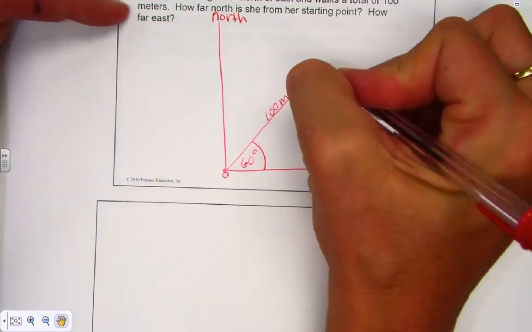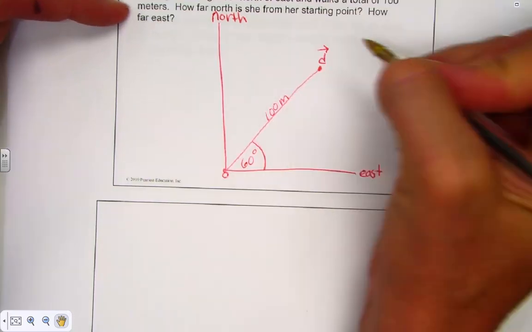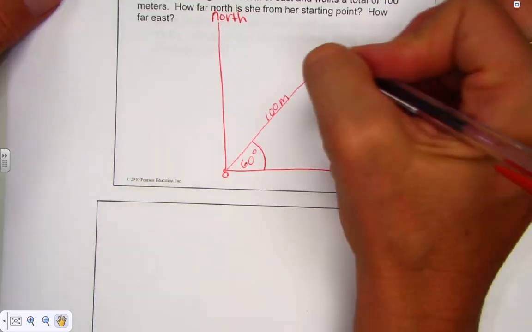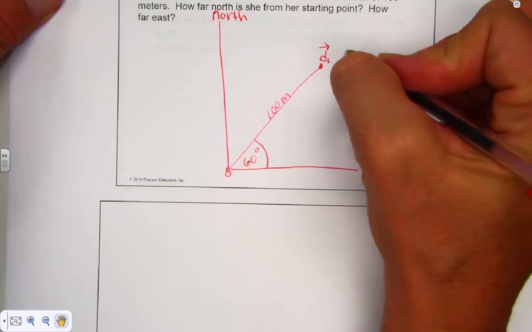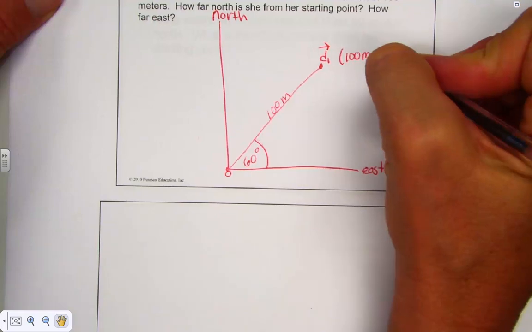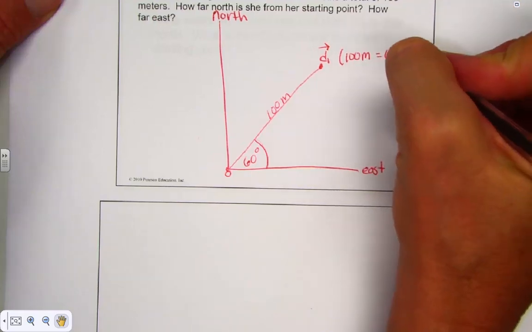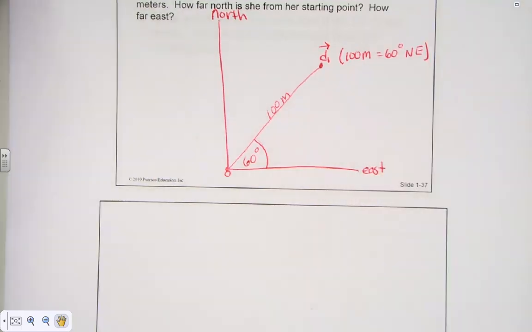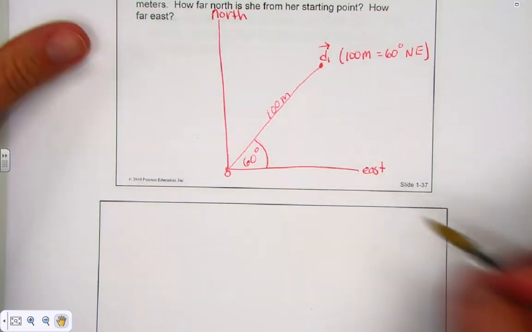So thinking about this point in terms of a vector quantity, notice how I'm putting D1 for the first distance. Thinking about that vector quantity, we know that it's 100 meters, that's a number, a unit, and a label for direction, 60 degrees north of east. How far north from her starting point, how far east, how far north, how far east.